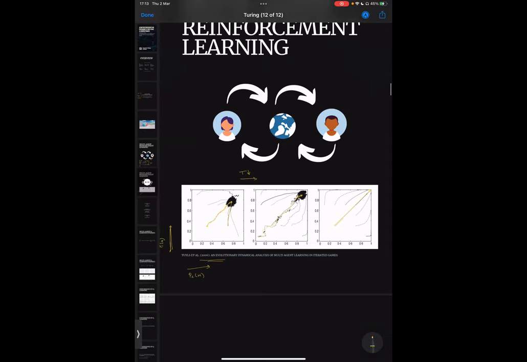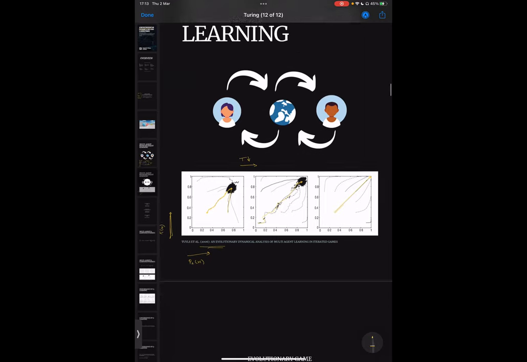And what we'd like to do is understand this. We want to know a priori, what does temperature do to the fixed point? How does it affect the learning dynamic? Okay.